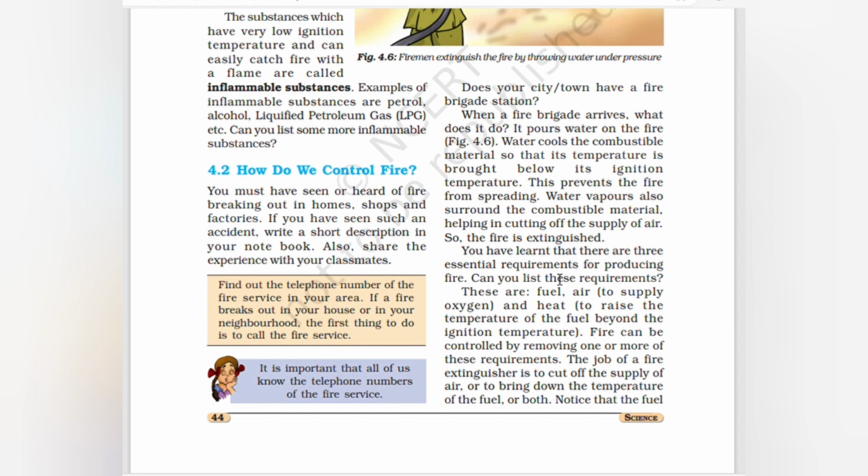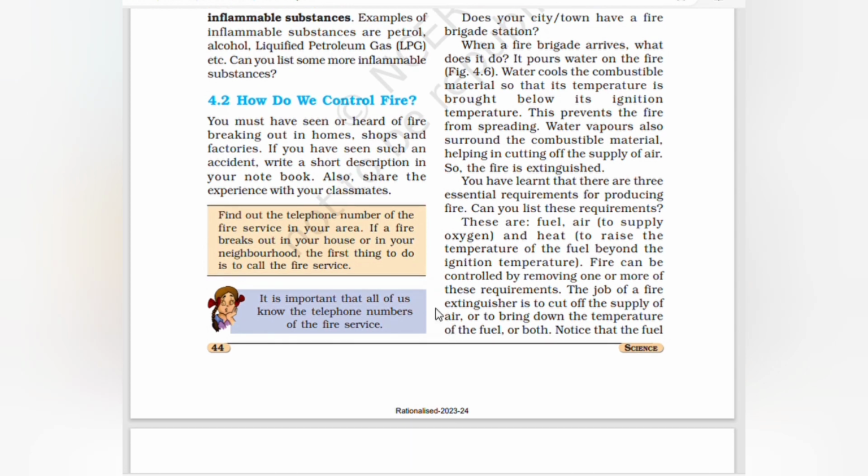I have learned that there are 3 essential requirements for producing fire. They are the fuel, air to supply oxygen, and heat to raise the temperature of the fuel beyond the ignition temperature. Fire can be controlled by removing one or more of the requirements.